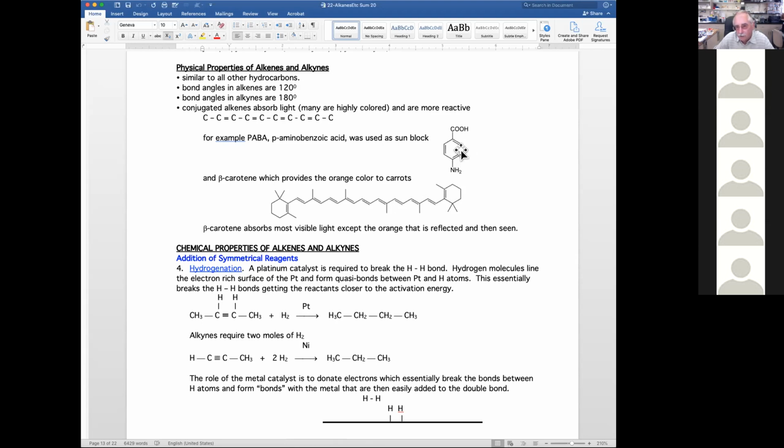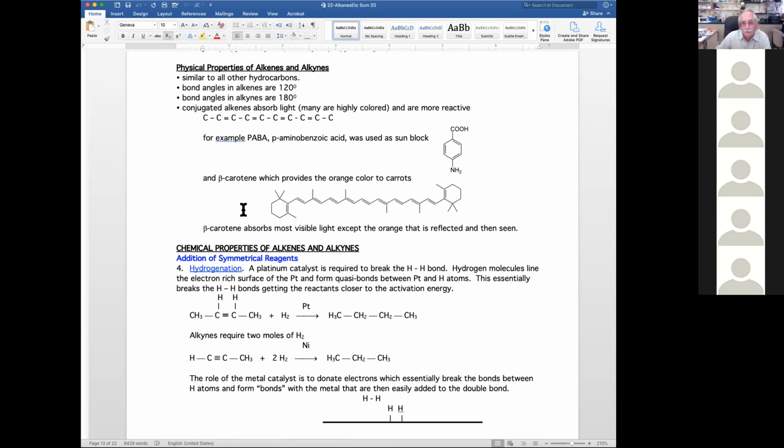But why could it act as a sunblock? Notice that it's double, single, double, single, double, single, double, single. It's a conjugated system. So these pi electrons in the double bonds are able to absorb energy from the light and convert that energy into heat because of the kinetic motion of the electrons.